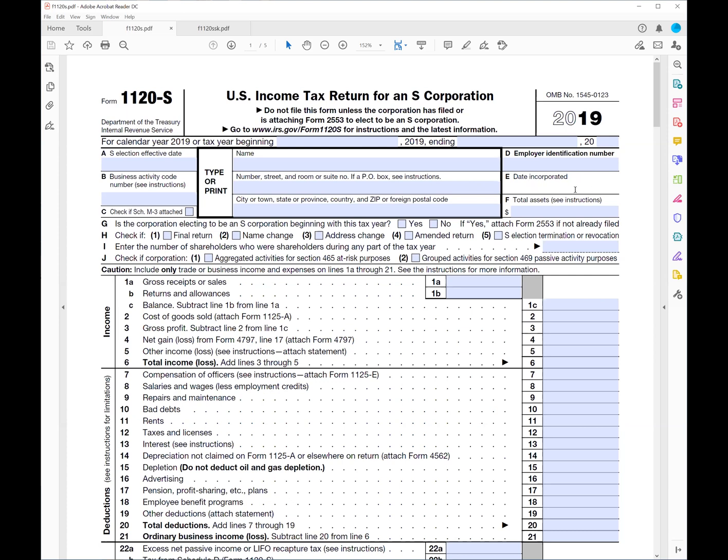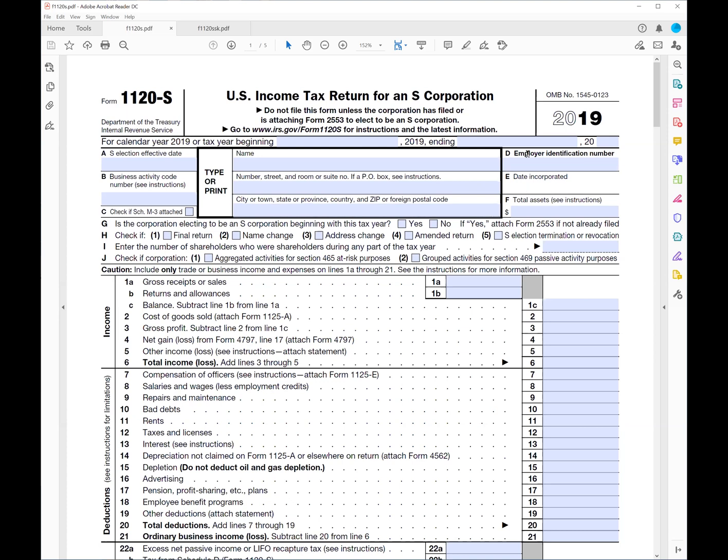So the date incorporated is when the business started. That's going to be the date the business started, and obviously they're not going to file tax returns prior to that. So that's good to check.